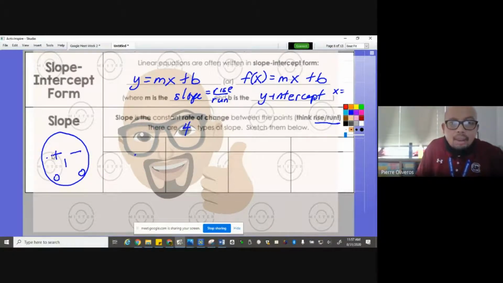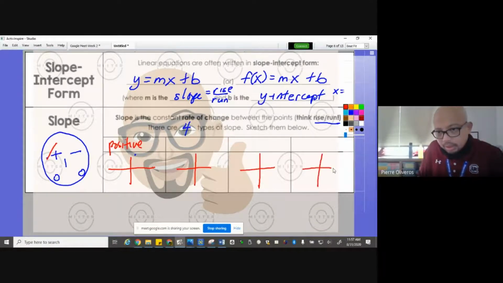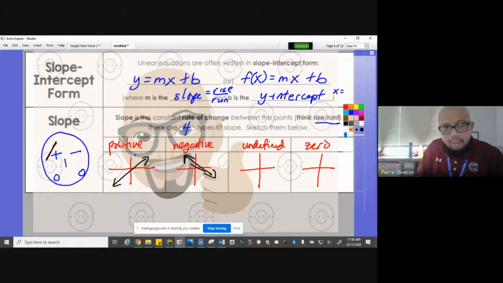If you have a positive slope, the graph goes this way. Let me draw all the planes here first so you see it better. So positive, negative slope, undefined, and 0. Those are the four possibilities when you describe your slope. If it's a positive slope, it goes like this. So it's going up from left to right. And negative, it goes down. It goes the opposite. From left to right, it's going down. If it's undefined, it's going to be like a vertical line. Oh, that's not a vertical line.